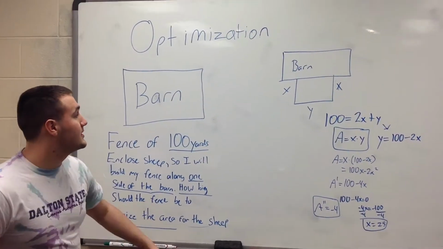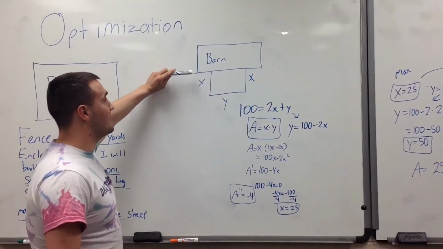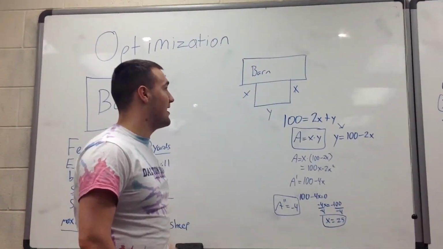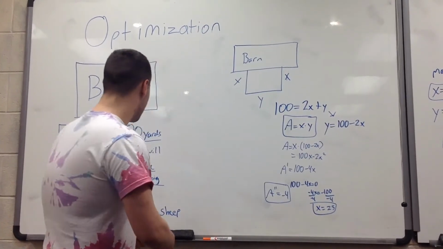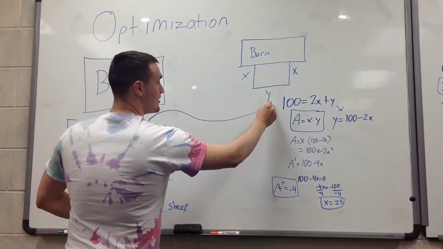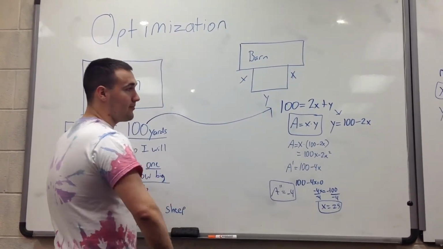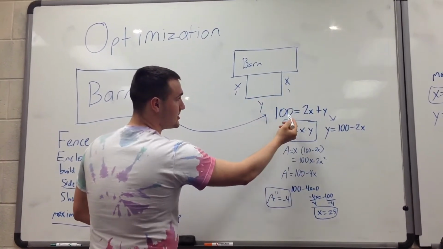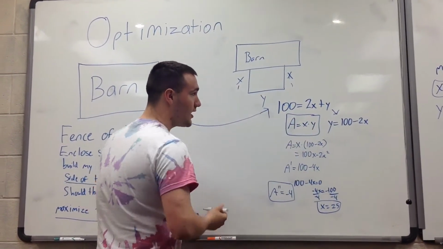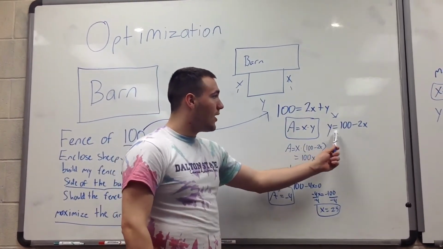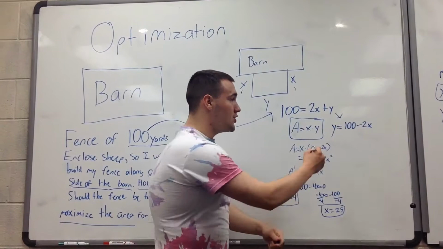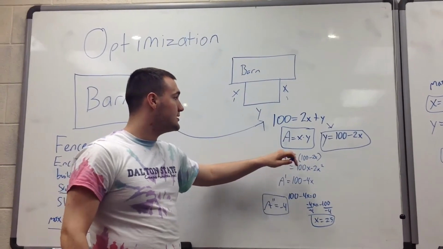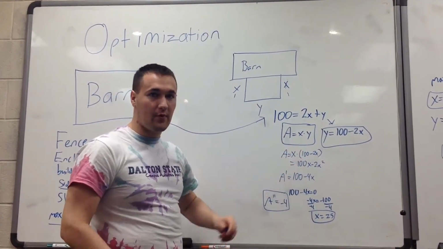So remember, along one side, I'm going to draw it like this. And this is just a little fence. I'm going to name these two sides X and that one side Y. If you remember 100 yards, and you can use the formula A equals X times Y, in which case here we have two X's, so 100 equals 2X plus Y. And we can change that to Y equals 100 minus 2X. We're going to use this later on.